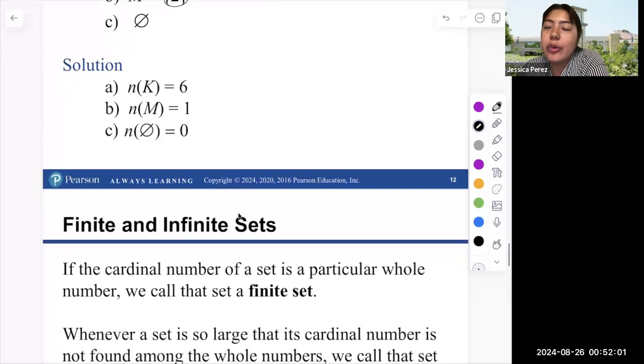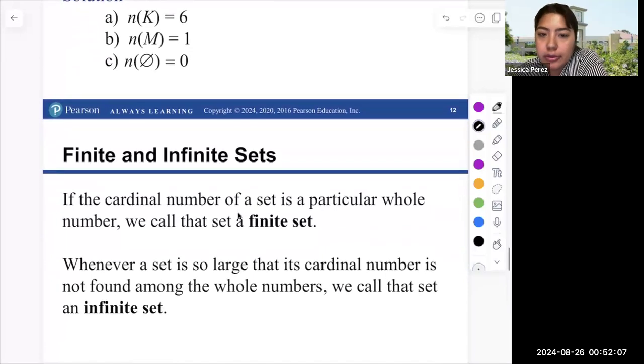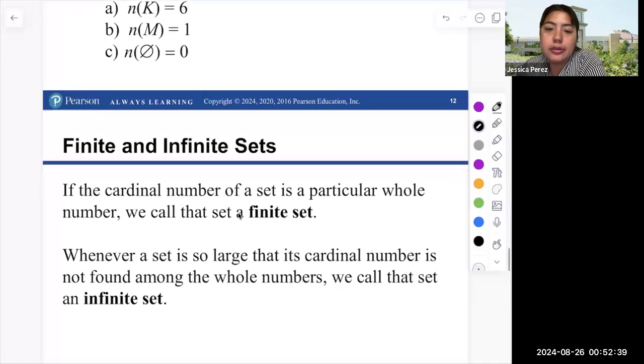Let's talk about what makes a finite and an infinite set. If the cardinal number of a set is a whole number, we say that it is a finite set. However, when the set is so large that its cardinal number is not found among the whole numbers, we call that an infinite set. For example, all counting numbers are infinite because counting numbers go on forever. All even numbers are also infinite. Numbers in between 5 and 8 are finite.